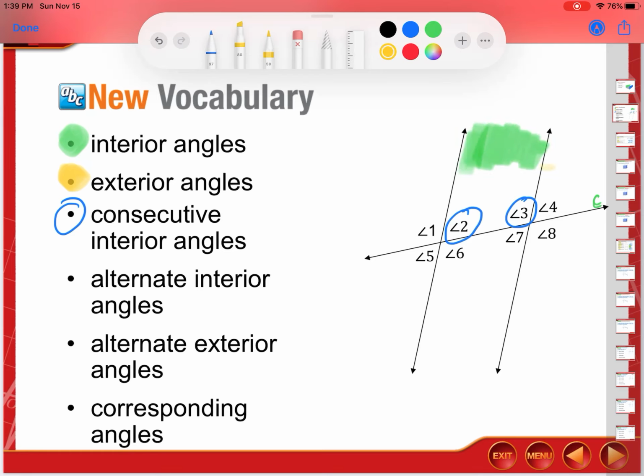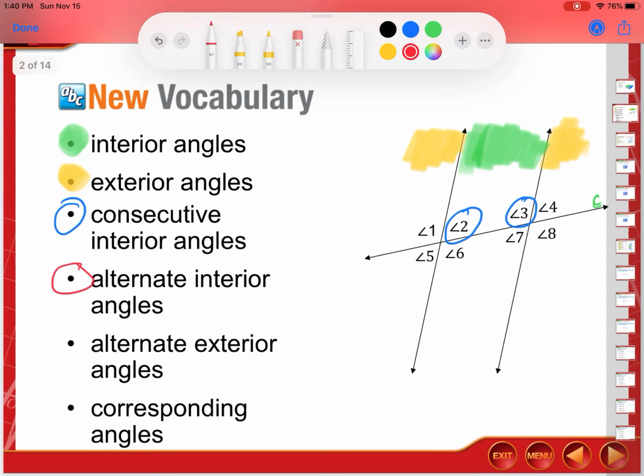Let's just do this real quick. So inside is this piece, outside is this piece, just so we have kind of a rough estimation. So consecutive interior would be anything that is on the inside and on the same side of the transversal. We could also say 6 and 7 are also consecutive interior angles. I'm just going to leave one example up there, though, just for sake of sanity.